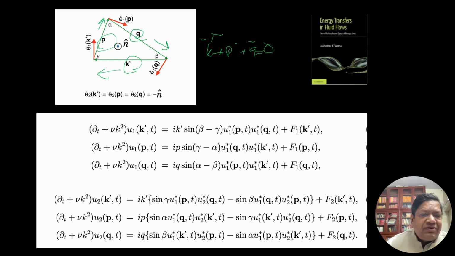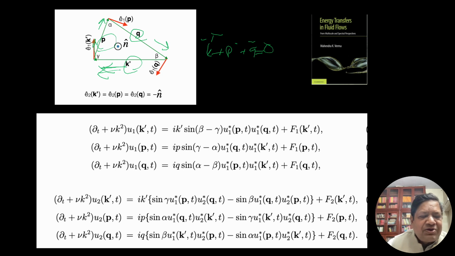Now what is E1? For every vector K, every wave number, there will be a unique E1. So for this vector K prime in that direction, it is K prime cross n. When I do the cross product, K prime cross n, it will go upward along the y direction. This here is E1 of K prime.